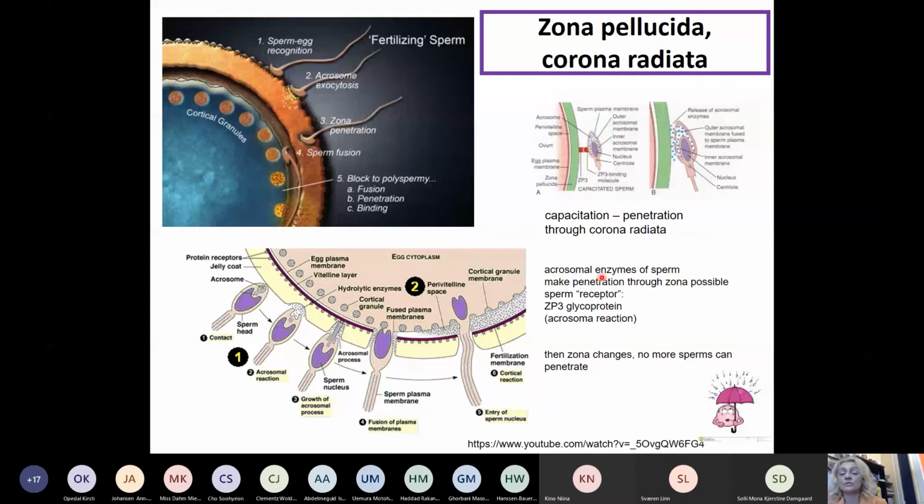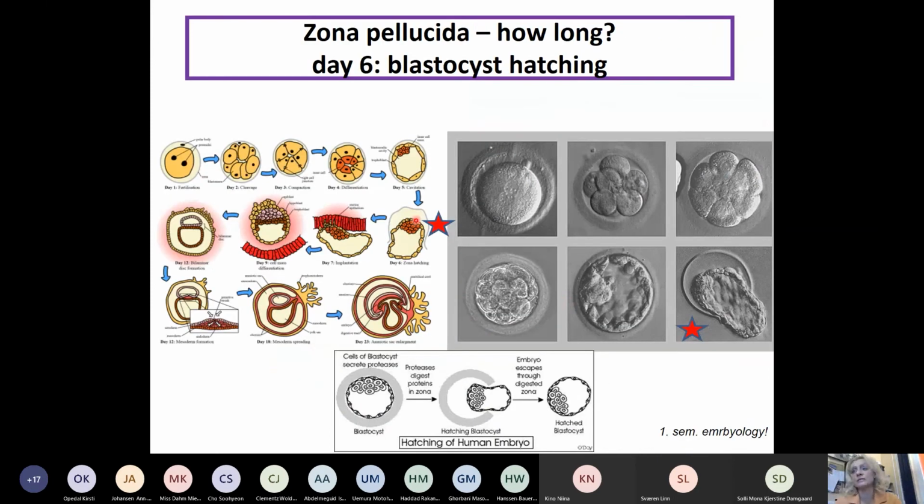And you learned this also in the first semester, that there is the so-called acrosome reaction, when the acrosomal enzymes of the sperm make penetrations through the Zona pellucida. So there is a kind of sperm receptor, which is a kind of glycoprotein in the Zona pellucida, and then the structure of the zona changes once one sperm penetrates, and then no more sperms can penetrate. So this is an important function of the Zona pellucida.